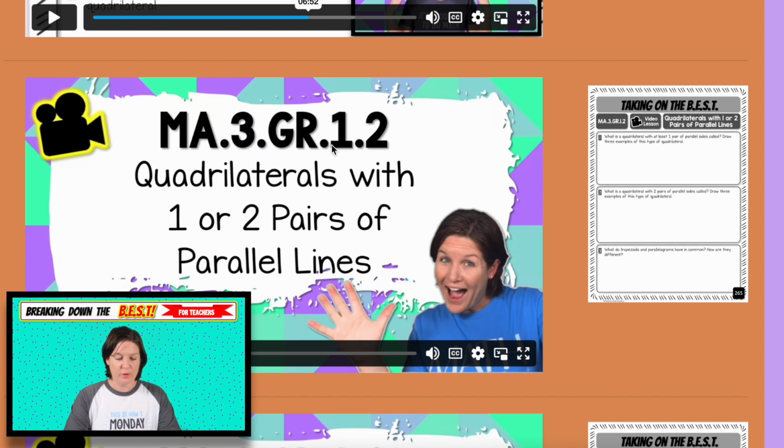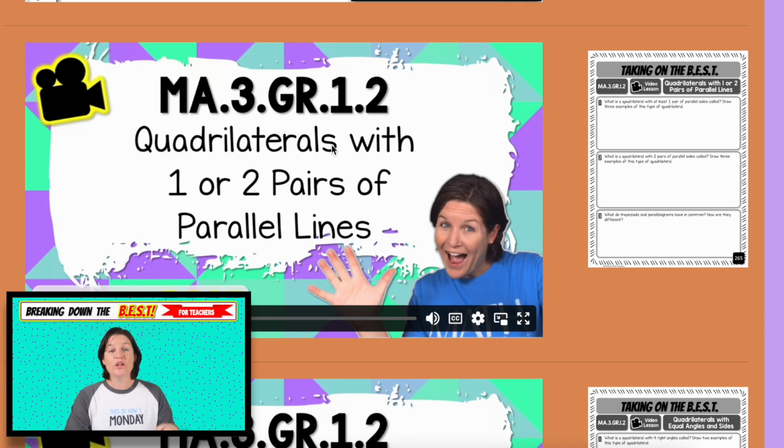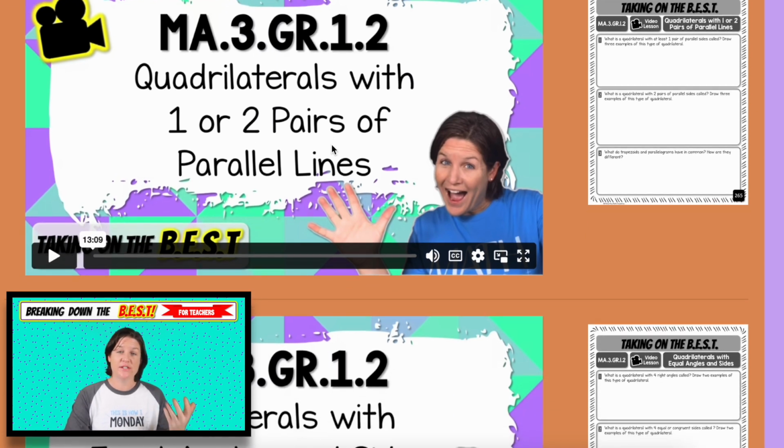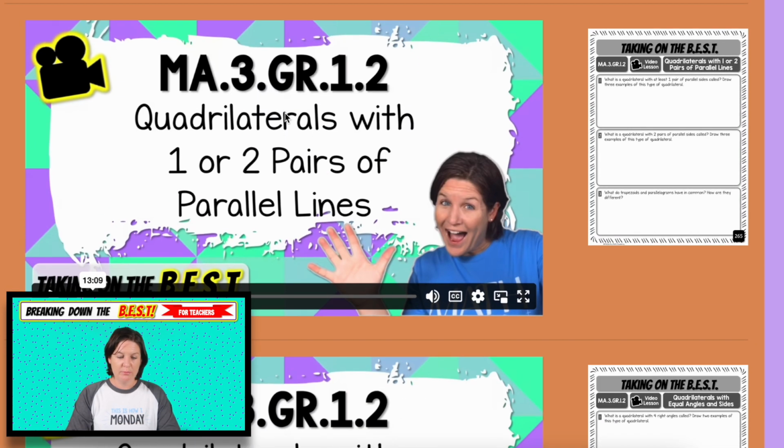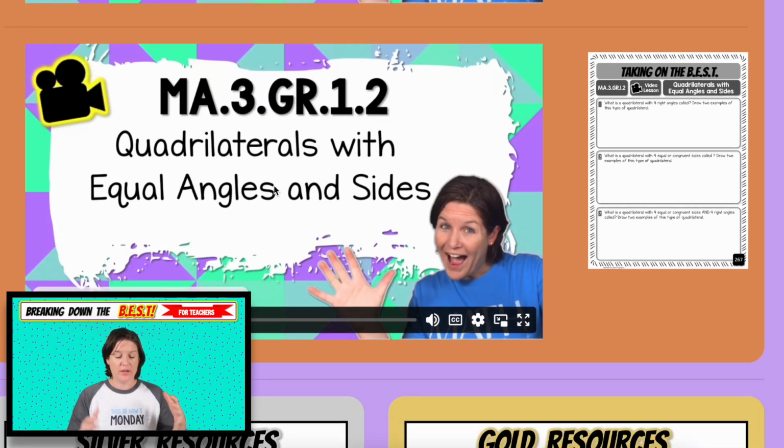And then this one focuses on quadrilaterals with 1 or 2 pairs of parallel sides. So what's the difference between a trapezoid and a parallelogram? And then here, quadrilaterals with equal sides and angles. For this one, we're really breaking down the difference between a trapezoid and a parallelogram. And in this one, we're showcasing, okay, so now we've got parallelograms, but what if they have equal angles?